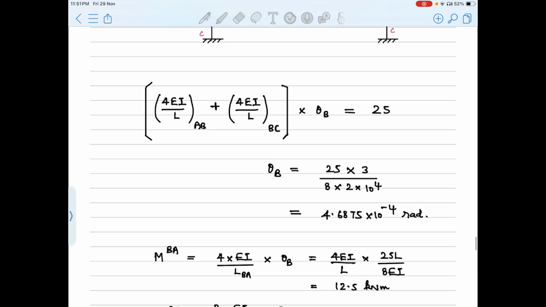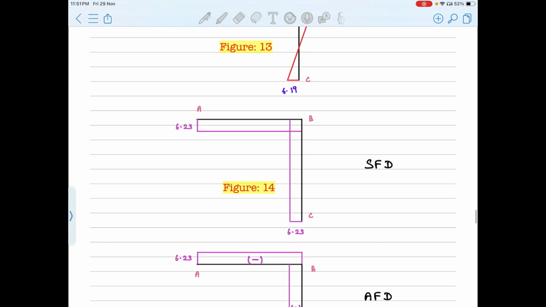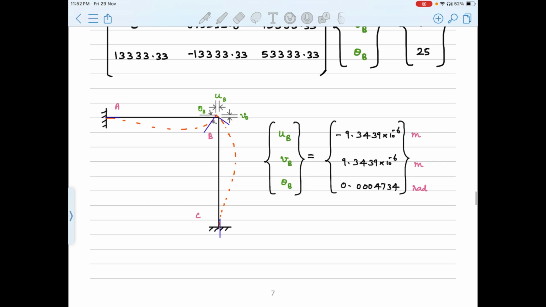That's what one gets by the slope deflection method as well. From this expression, you get the value of theta B, which is approximately 4.7 into 10 power minus 4 radians. We'll go back to the earlier analysis we did and compare with that. You can see that this is closely equal to the value we already obtained, right?